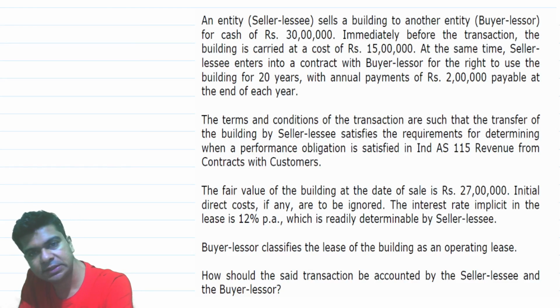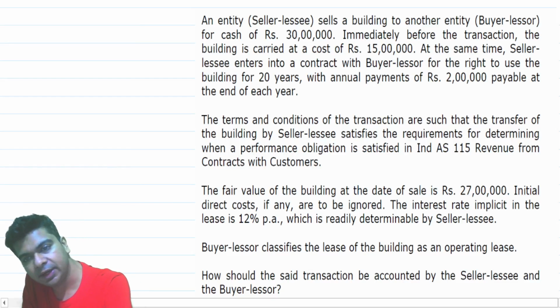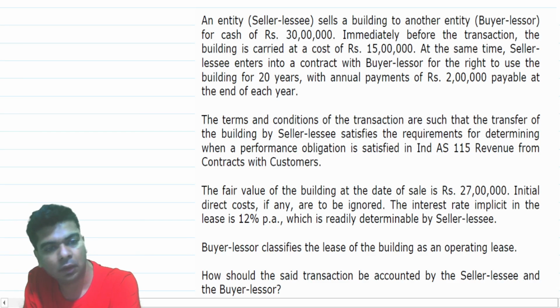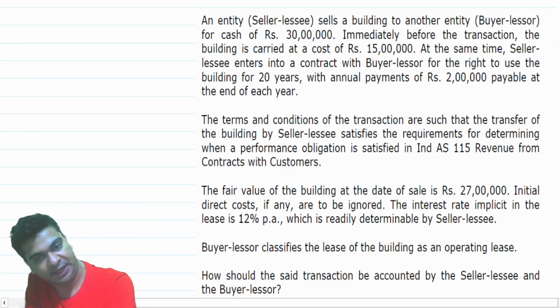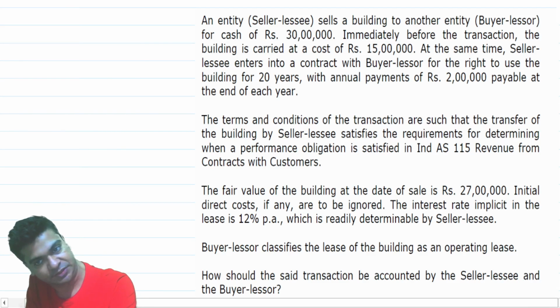An entity, the seller lessee, sells a building to another entity, the buyer, who will later on become a lessor, for cash of rupees 30 lakhs. Immediately before the transaction, the building is carried at a cost of rupees 15 lakhs.